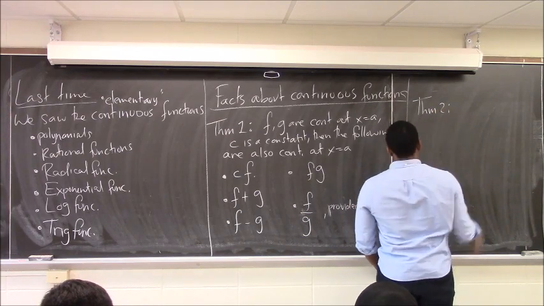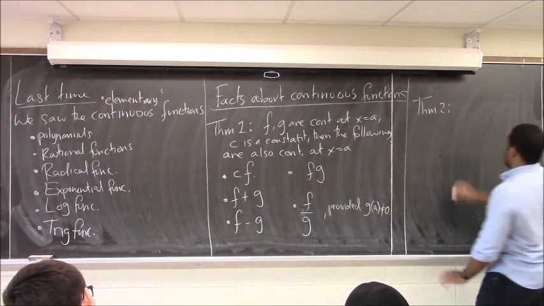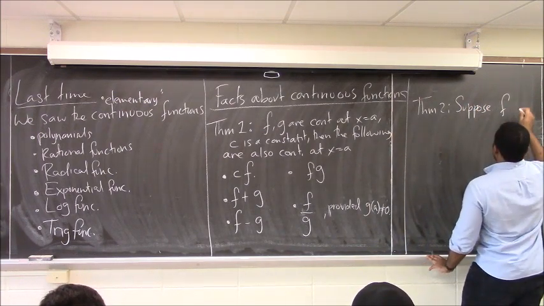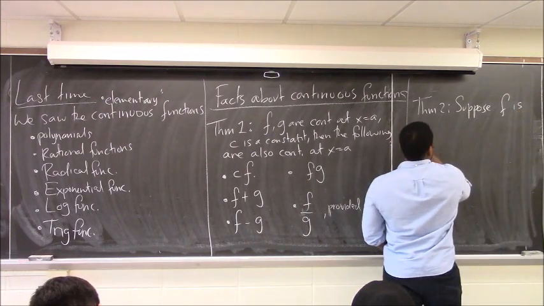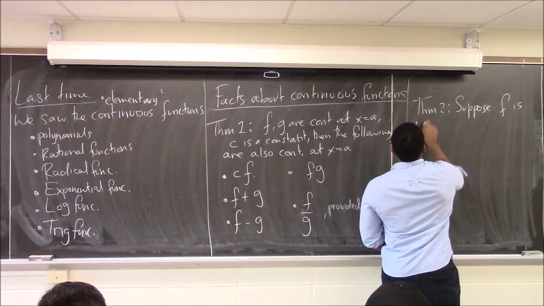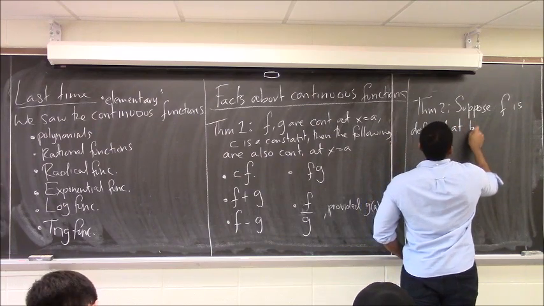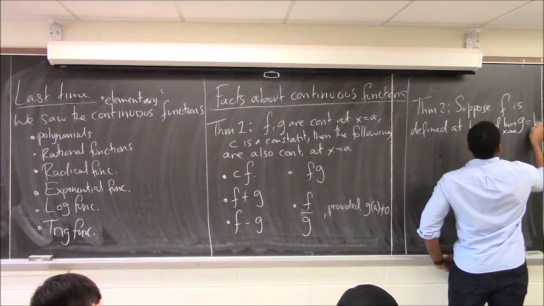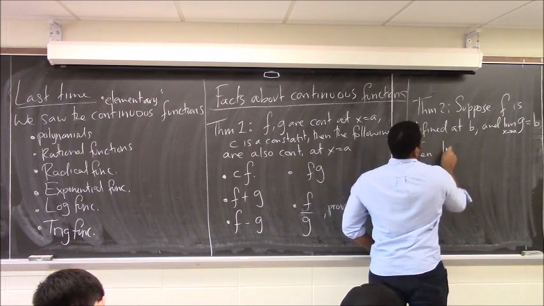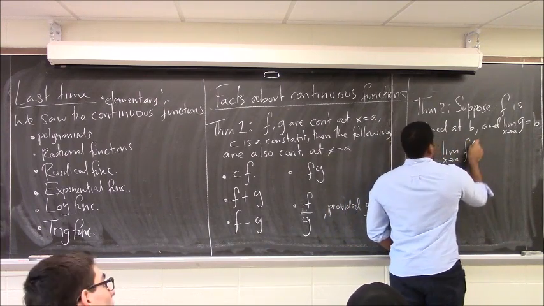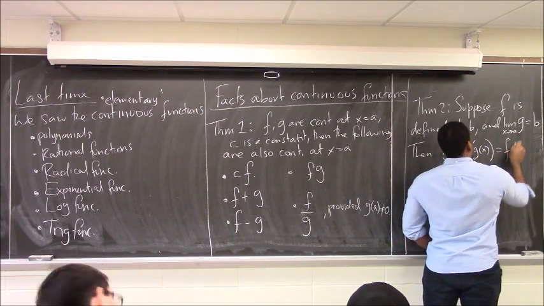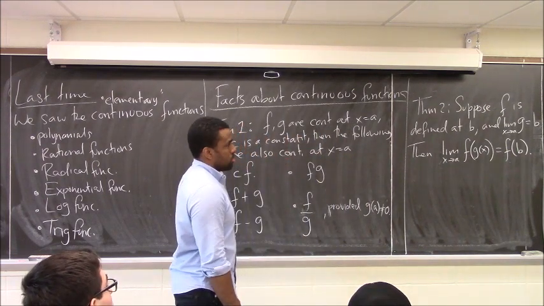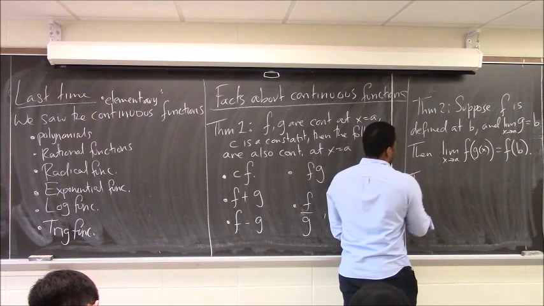Let's call this theorem 2 here, just with our own numbering. Suppose f is defined at b, and we have that the limit as x approaches a of g is b, then the limit as x approaches a of f of g of x is going to be f of b. So that's this second theorem to deal with composition. You can say a little bit more about the composition here.